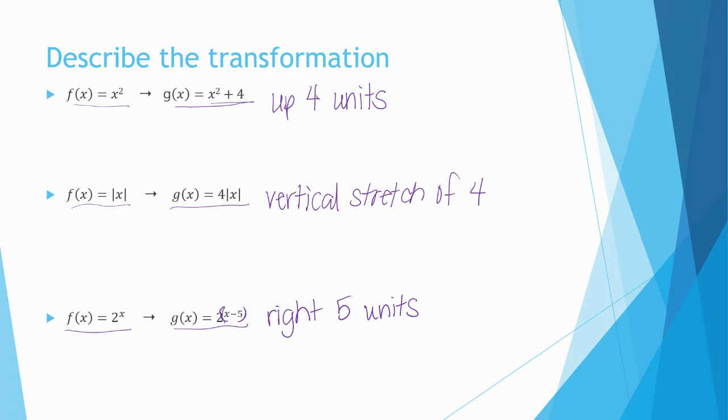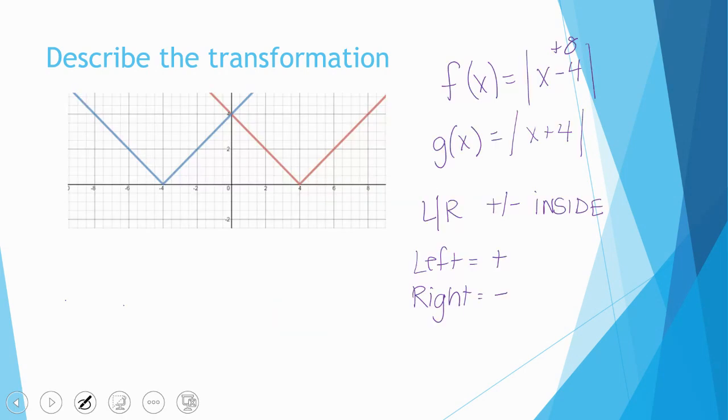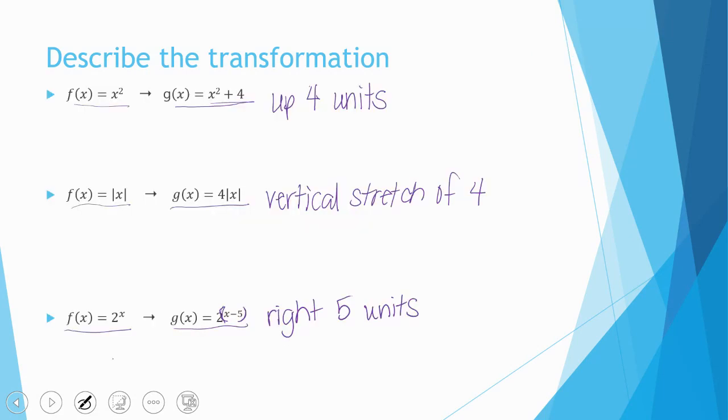Here we have described the transformation in words. If I go back to looking at the graphs, we were writing a rule. So sometimes you're given the 2 equations and you have to describe the transformation, which means use words. Sometimes you're given the graph and you have to write the equation to describe the transformation of that. Again, I hope that this has made sense for you.